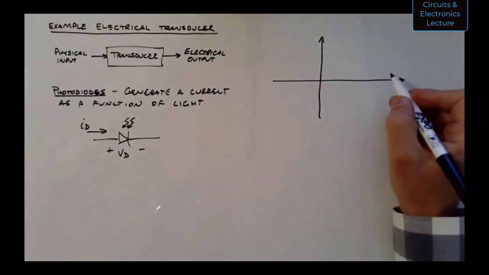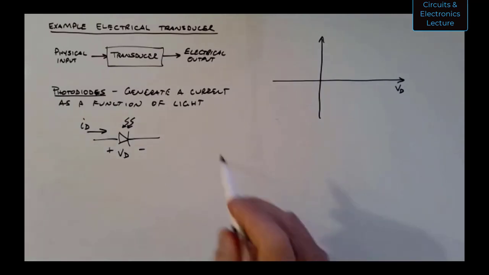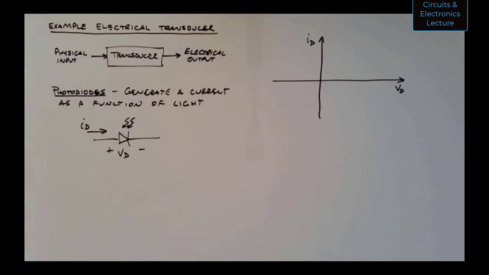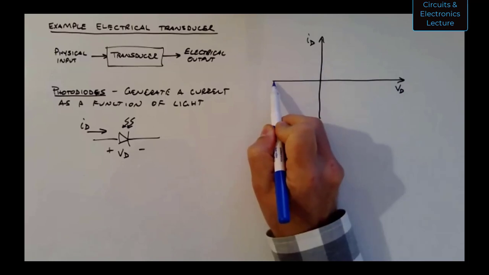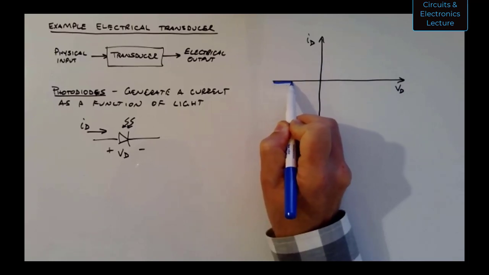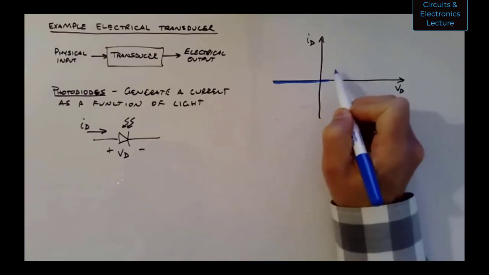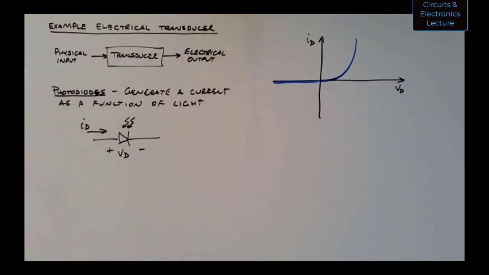Okay, so I'm going to label this diode voltage on the horizontal axis and diode current on the vertical axis. So in the dark, this photodiode just behaves like a diode. For negative VD values, you get almost no current, and then you get this sharp knee at some value, like a forward voltage value. That's what we called it before.